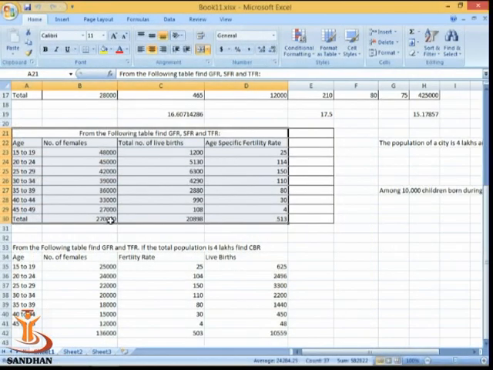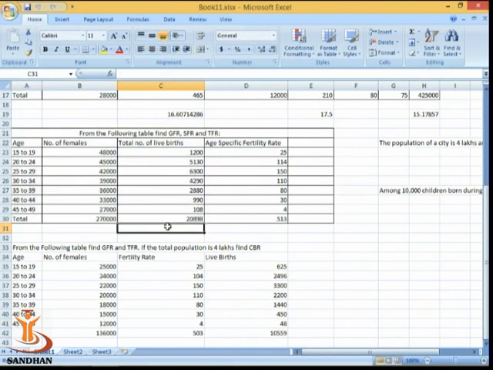So I can just get the answer. I use the Excel so that you can do your homework from the Excel also. This cell I am selecting, divided by this cell, that is total, multiplied by 1000. We are getting 77.4.